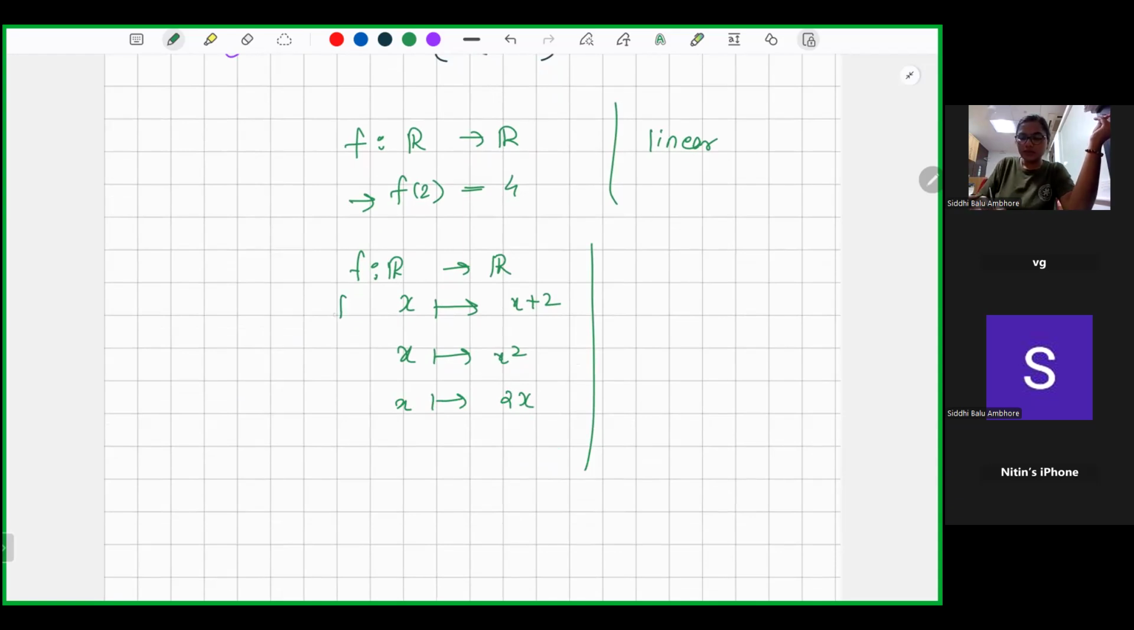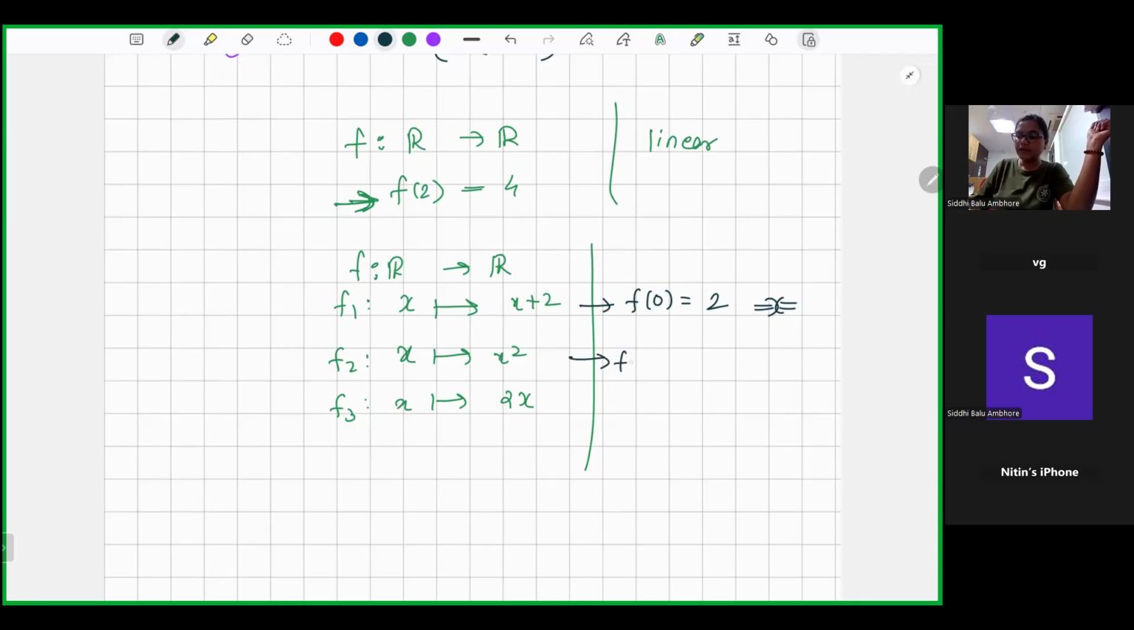So this is, for example, if I call this f1, f2, and f3. All these three maps satisfy this property, f of 2 going to 4. But are all these linear maps? No, right? Because here, f of 0 is what? 2. So this is gone. I told you last time, sometimes we can use 0 to exclude whether f is linear.